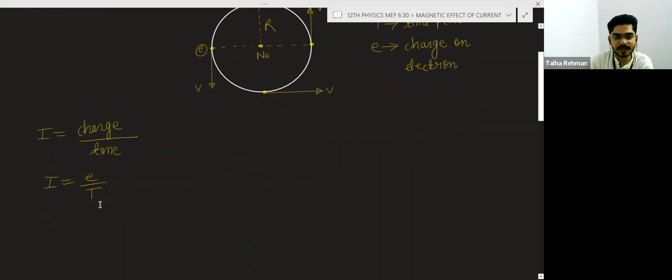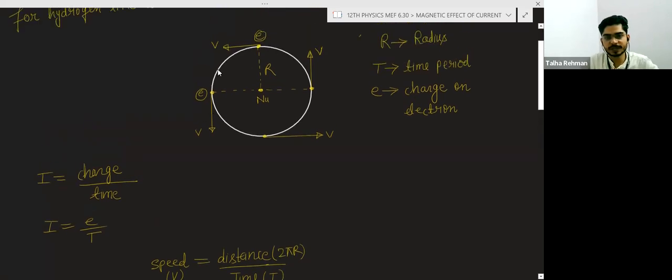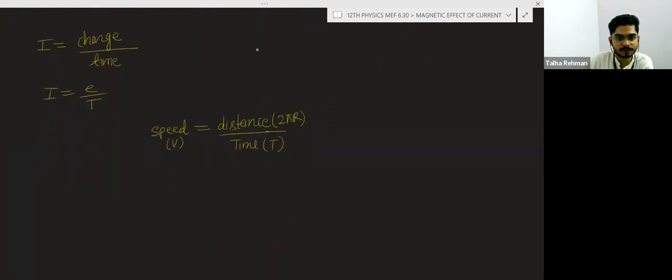Now we will calculate this time period. We know that speed is equal to distance upon time. Speed is v here. Distance is 2 pi R. Time is the time period. What distance is the electron covering in the time period T? It is 2 pi r, the perimeter of the circle. When the electron completes one circle, it moves a distance of 2 pi r. So the time period you can calculate from here: T is equal to 2 pi r divided by v.